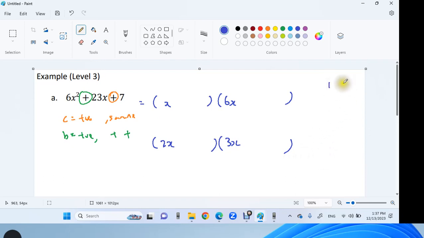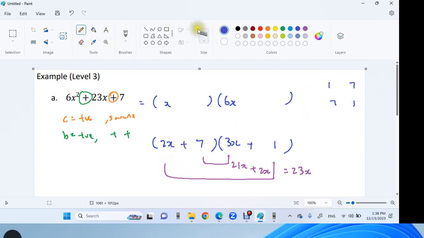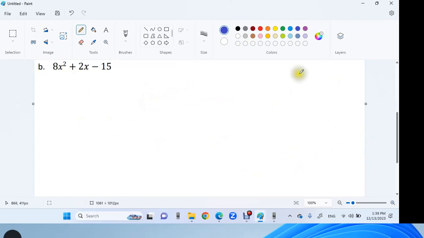Then the 7 is 1 and 7. Actually, this one is level 1 only, because the combination is not much. So it will be this one, 7 and 1. This is 21x and this is 2x. We add up, become 23x. So we have the plus plus here. So this one we don't take. We use this.